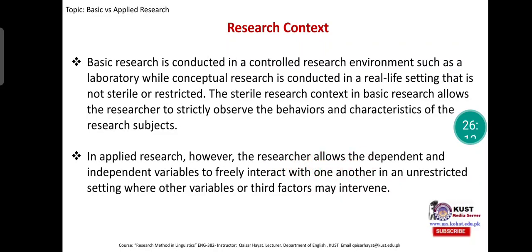But as far as basic research is concerned, that is in a restricted, specified area, for example a laboratory. But here in applied research, the researchers allow the dependent and independent variables to freely interact with one another, because we have to extract an outcome, and for the sake of the outcome, it is necessary that dependent and independent variables freely interact with each other. So why should they interact with each other? Because it is an unrestricted setting where other variables or third factors may intervene. So students, this is the research context.